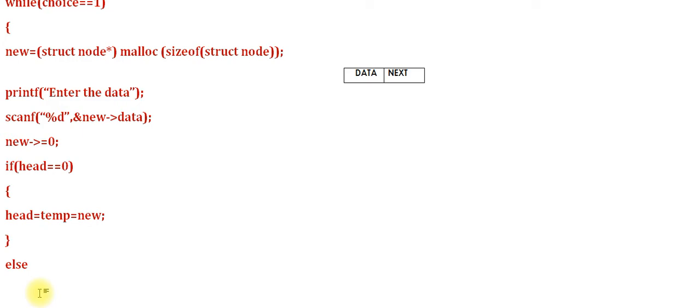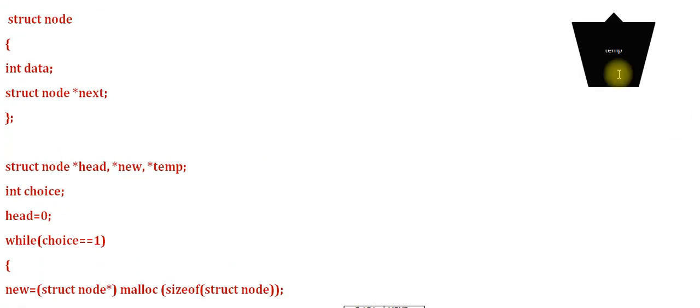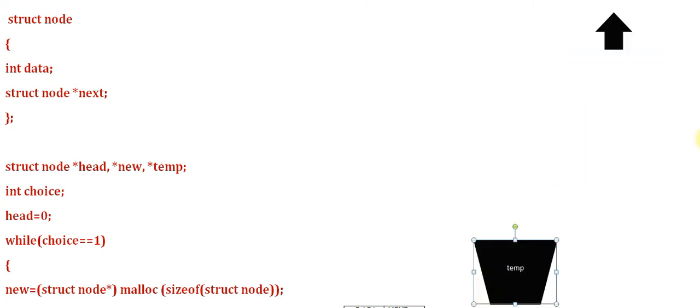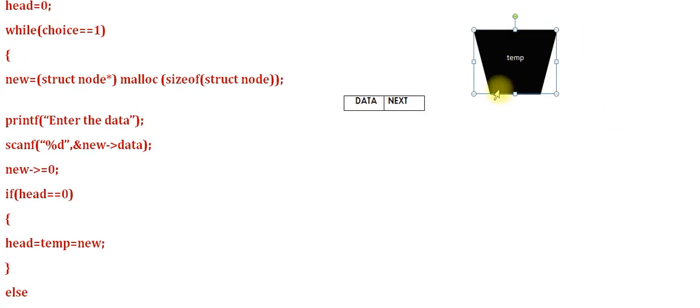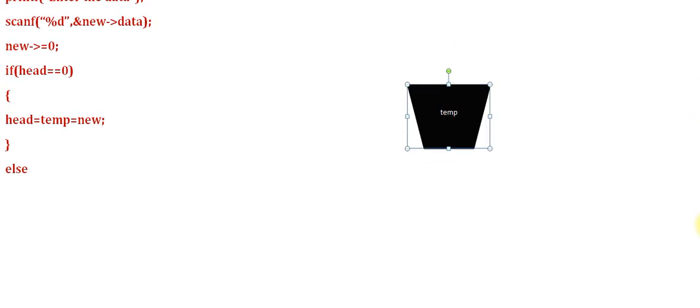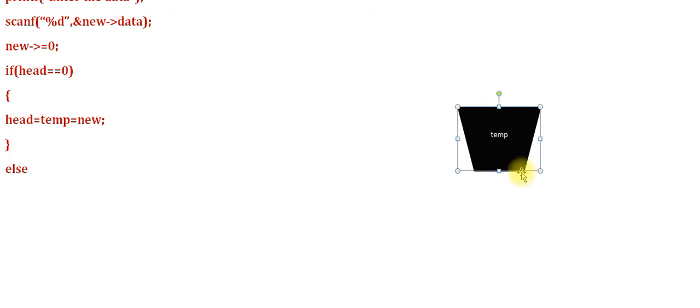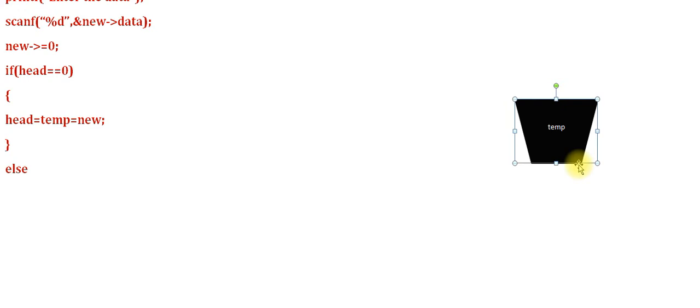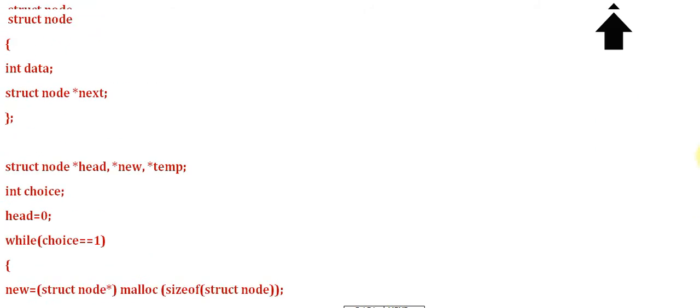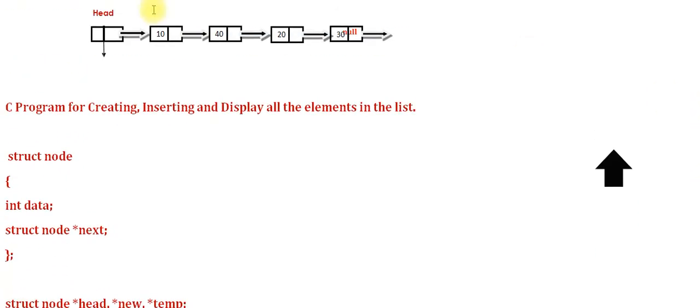Then, I forgot to explain what the use of the temp node is. See, look, the temp node is used to swap the pointers, swap the address pointers. Okay, so after inserting the first data, look at the diagram. After inserting the first data, the head value becomes the address of this first node.